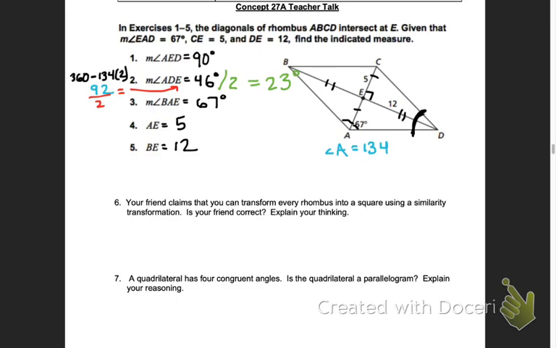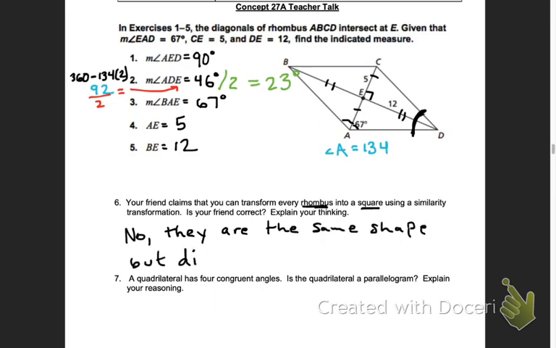Number 6, your friend claims that you can transform every rhombus into a square using a similarity transformation. Is your friend correct? Explain your thinking. So we've got a rhombus and a square. No, your friend is not correct. Those two shapes are the same shape, but they are different sizes.